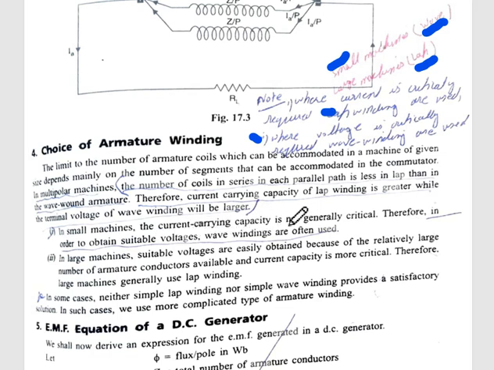current carrying capacity is not generally critical. Therefore, in order to obtain suitable voltage, wave windings are often used. In large machines, suitable voltage is easily obtained because of the relatively large number of armature conductors available, and current capacity is more critical. Therefore, large machines generally use lap winding.